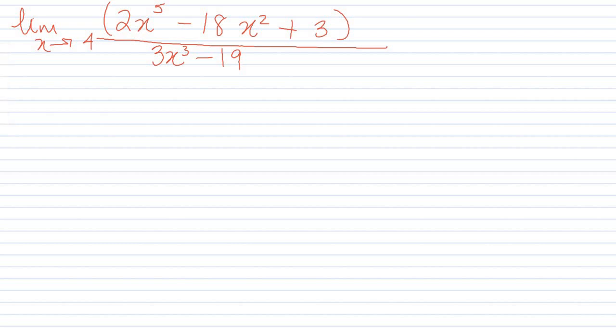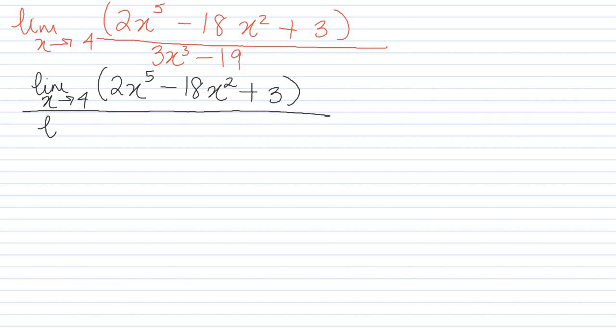So what we end up with here is applying the limit as x goes to 4 for the numerator. So we have 2x to the 5th minus 18x squared plus 3, all of that divided by the limit as x goes to 4 of 3x cubed minus 19, and voila, that's the first thing you have to do.